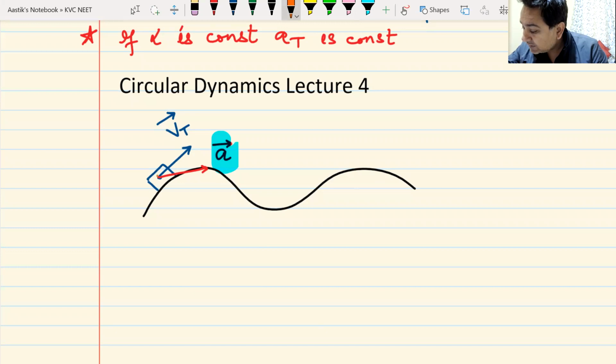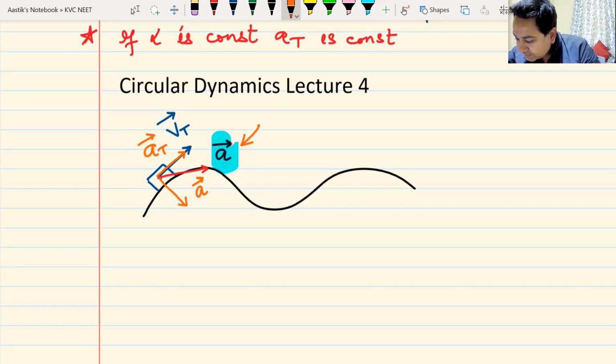Since this is acceleration A, it can be resolved into two components. One will be along the vt vector, and that component will be known as tangential acceleration, AT. I've resolved it. And then one component will be perpendicular to this velocity, and that component will be known as the centripetal acceleration. Do we all understand this? Can I have some raised hands? This acceleration has been resolved into two components. One is AT, one is AC.